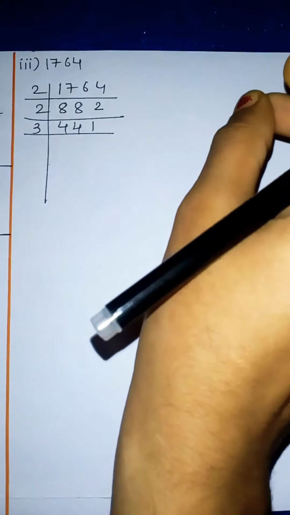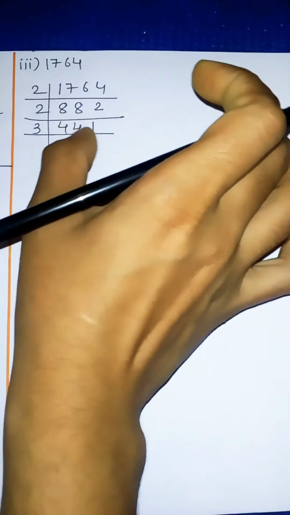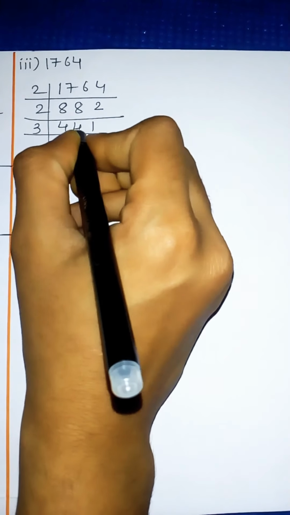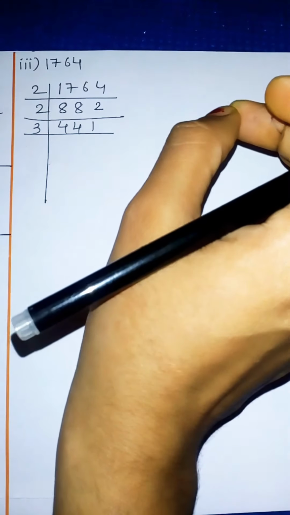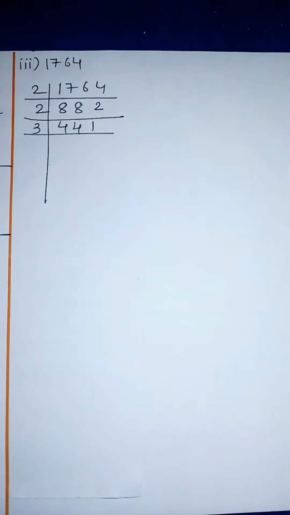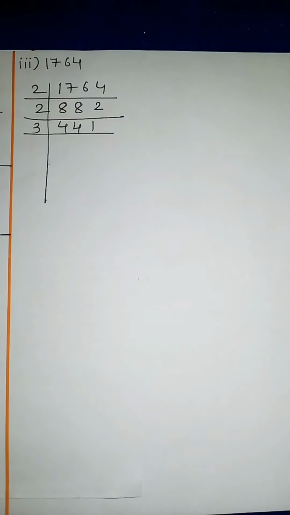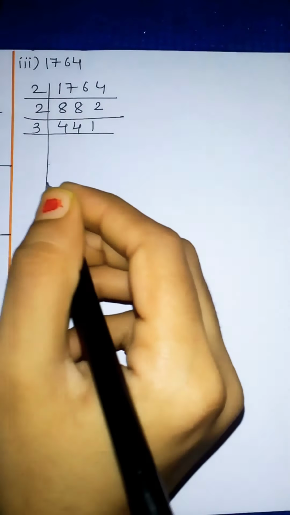Because for 3, what is the divisibility rule? How can you check whether this number comes in the table of 3 or not? 4 plus 4 plus 1. 4 plus 4 is 8, 8 plus 1 is 9. So 9 is coming in the table of 3. Yes, so this number will also come. This is the divisibility rule I am using. You have already studied the divisibility rule in your lower class. So now we will take the table of 3.